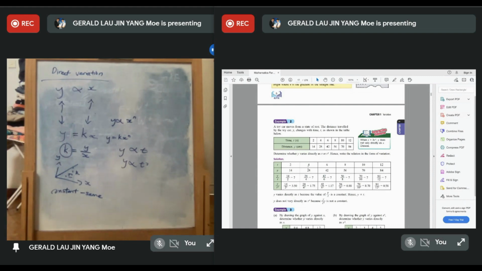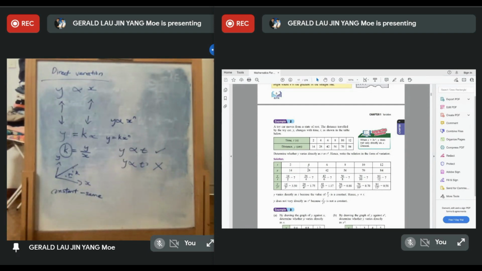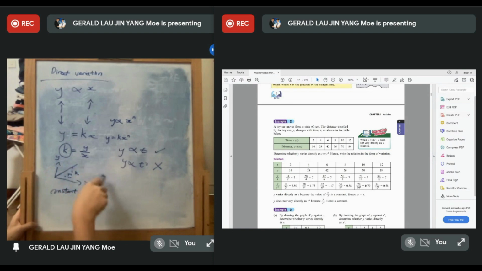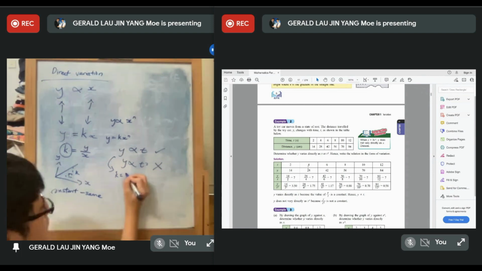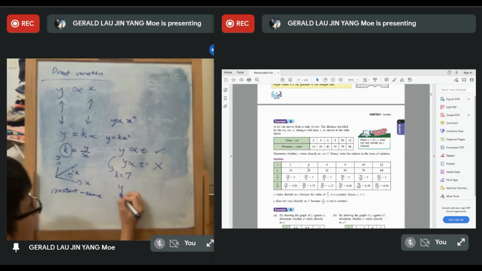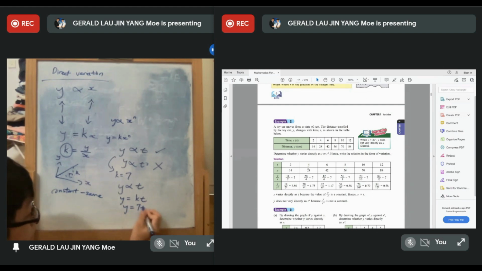So y varies directly as t, correct? But y doesn't vary directly as t squared. Okay? Because the constant is only for t, when the k here is 7. Okay, so y is directly proportional, you can say varies directly to t. Y equals kt, y equals 7t.